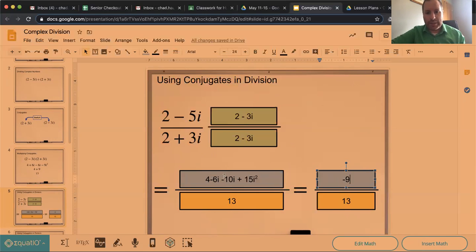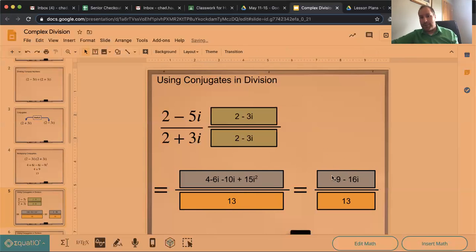And then we also have a -6 and a -10, so -16i. And that's the end. We would just leave it like this as this weird fraction. So we've essentially divided those things out. If you wanted to be really fancy, we could put -9 over 13 and -16 over 13, right? That's all. But then we're done, right? We've done a little bit of multiplying, or we use the conjugates, and we do a little bit of multiplying, and then we simplify. That's all there is to it. There's just those few steps to that.